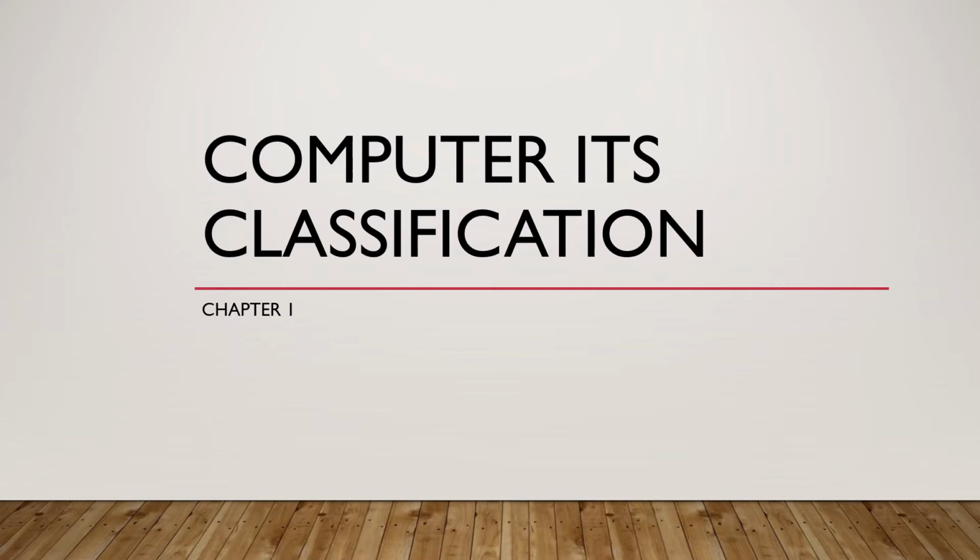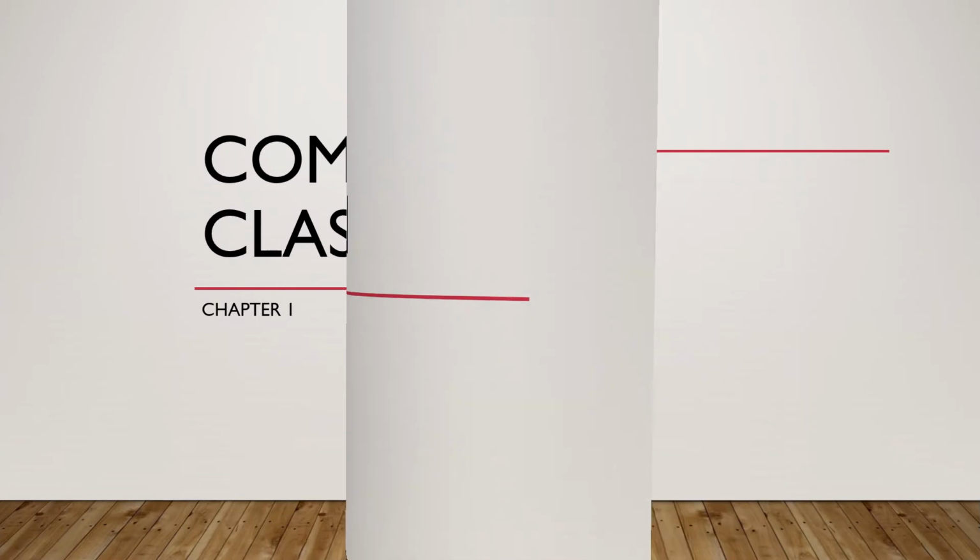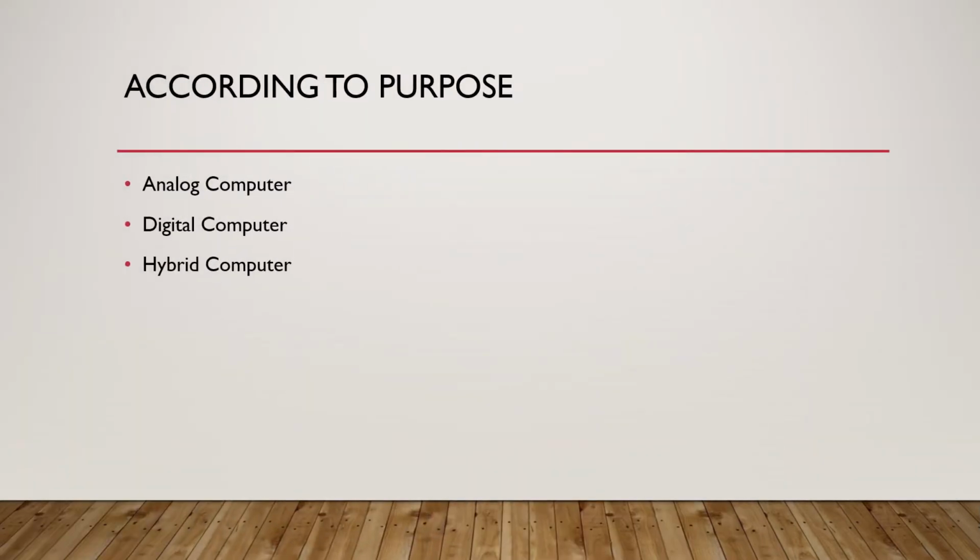This computer is mainly classified in two ways: according to purpose and according to size. But why is it classified? Because the computer that we use at home differs in size and shape from the computer used by scientists for research. That's why this classification comes. First we'll see according to purpose. Under this, we'll see the analog computer, digital computer and hybrid computer.